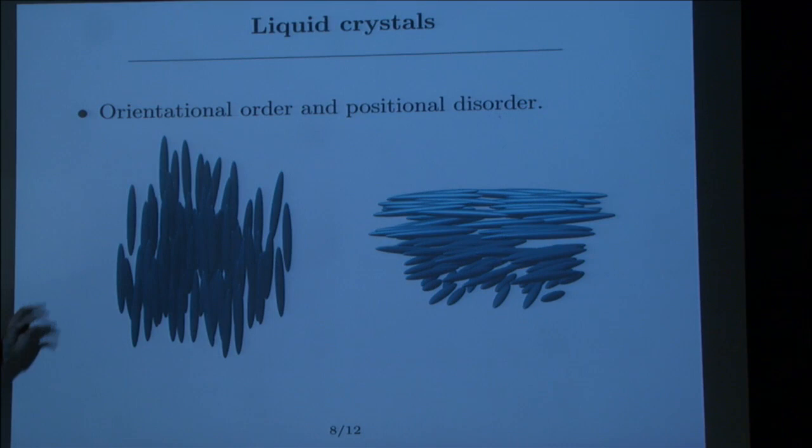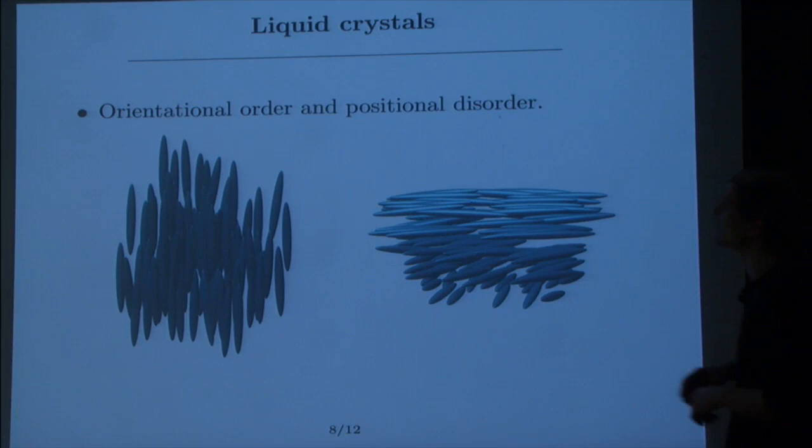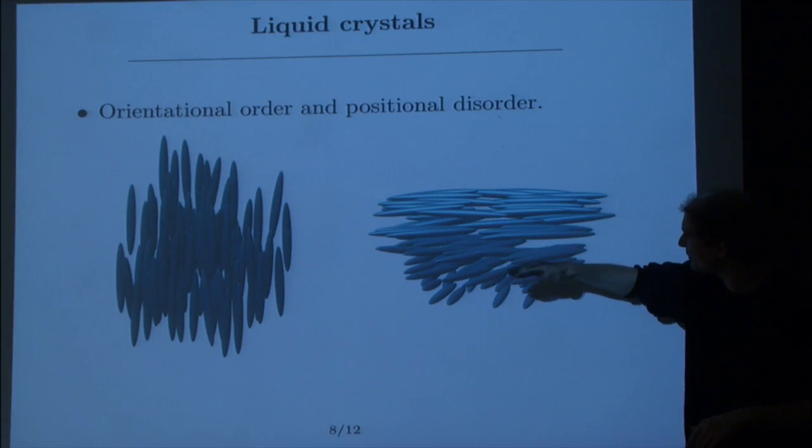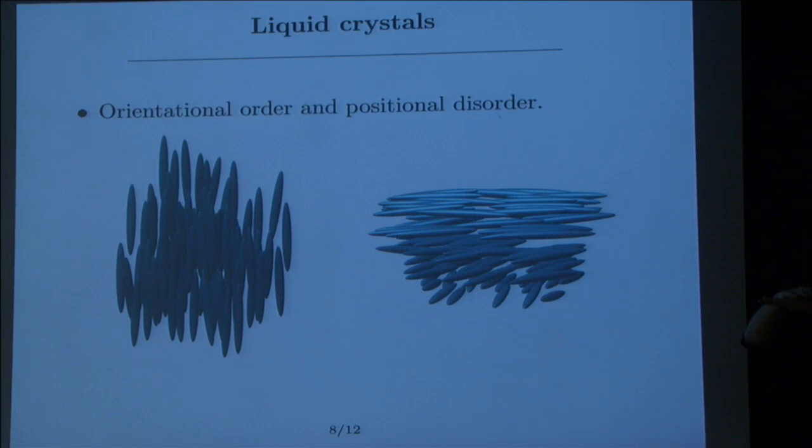Liquid crystals are special phases that occur in systems of elongated molecules, so molecules that are long, thin, straight, that exhibit order in the orientation of the molecules. So in this case, all of them are aligned. In this case, there's a weirder order. It's organized in planes, and in each plane, the molecules are aligned. And from one plane to the other, the molecules are rotating. This is called a chiral nematic phase.